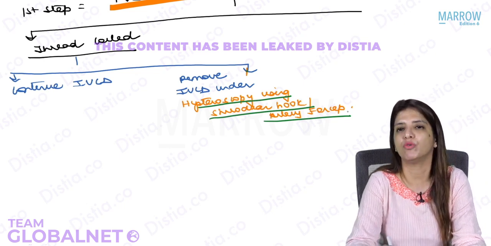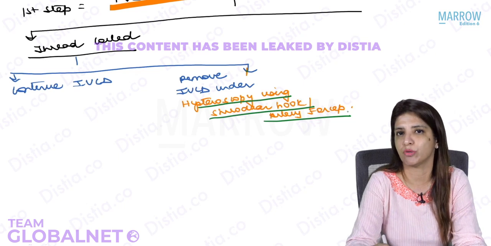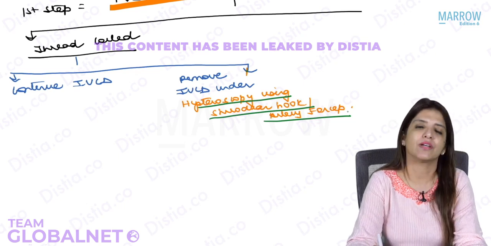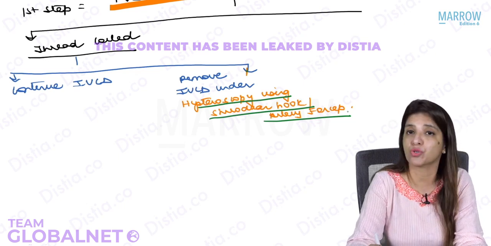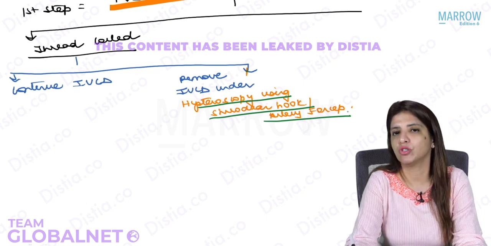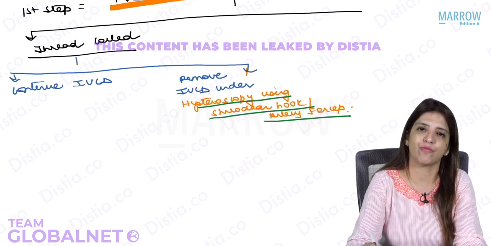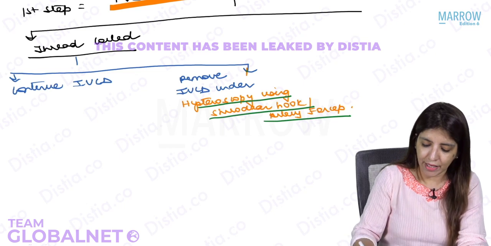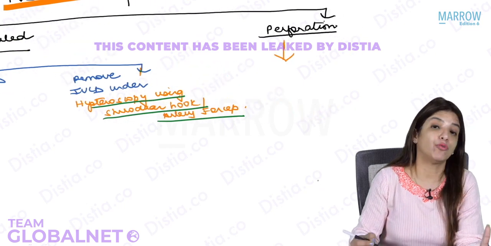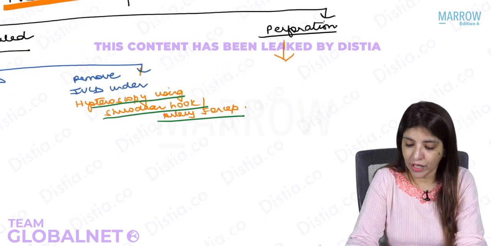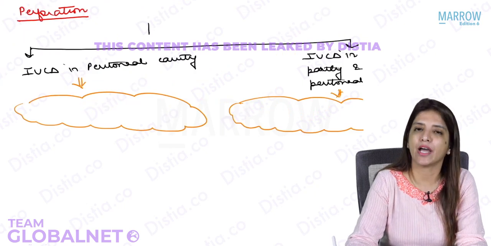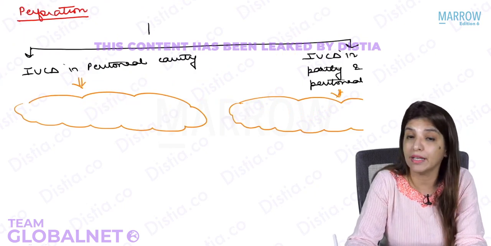If she says, I want to remove it, then under hysteroscopic guidance, you should be removing it. We use a grasper to remove it under hysteroscopic guidance, or you may also use a hook or an artery forceps. The second possibility is that perforation has happened. Now, if perforation has happened, the IUCD is in the peritoneal cavity.